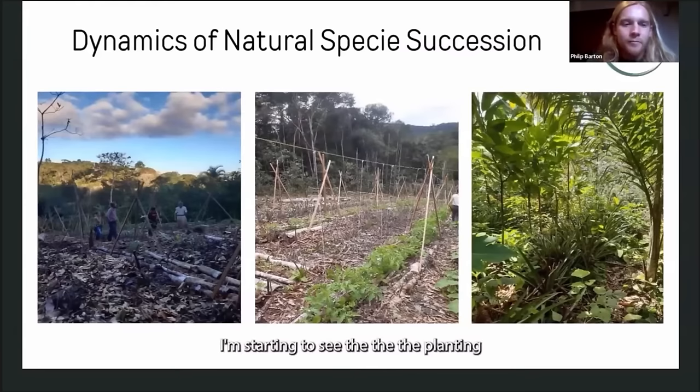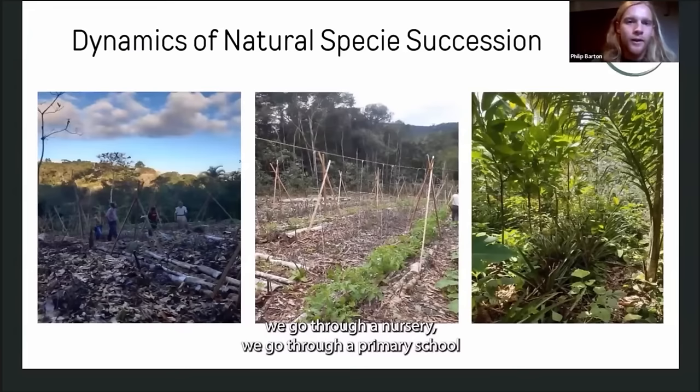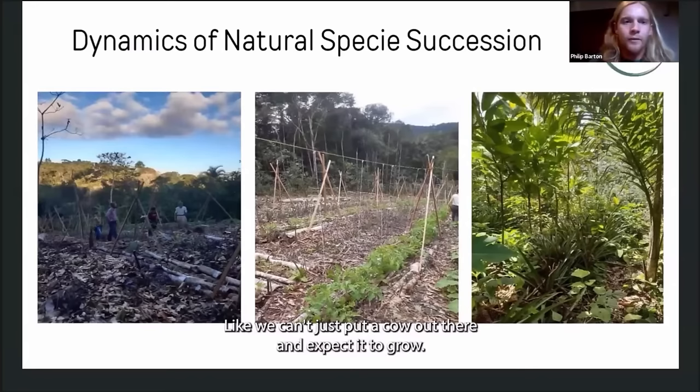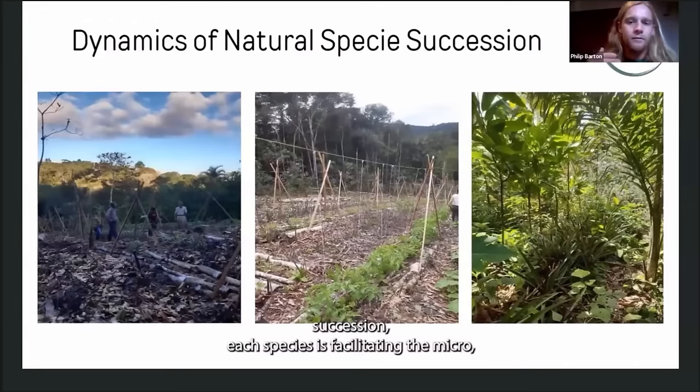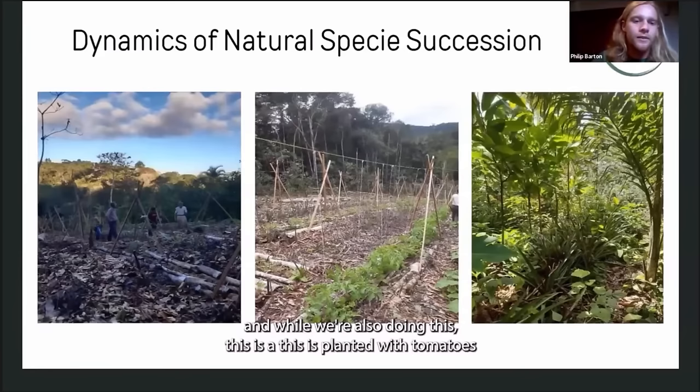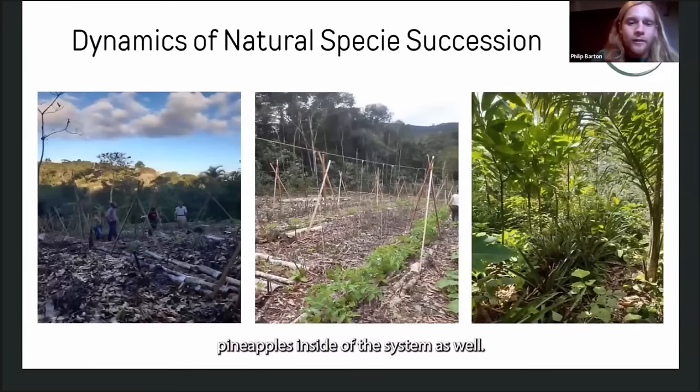This is an idea that, for us, as we go to school, we go through a nursery, a primary school, a secondary school, a college, university, and then we enter into life. And it's the same that plants need as they grow. We can't just put a cacao out there and expect it to grow. And when we use the dynamics of species succession, each species is facilitating the microbial community for the next plant to thrive. And while we're also doing this, this is planted with tomatoes, and there's pineapples inside of this system as well. There's an array of plants that I can't do justice with describing here. We'd need a different webinar for that.